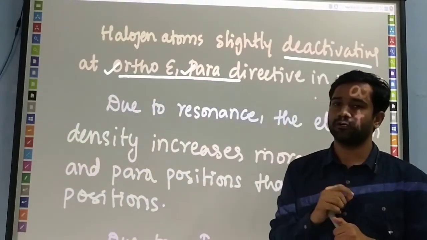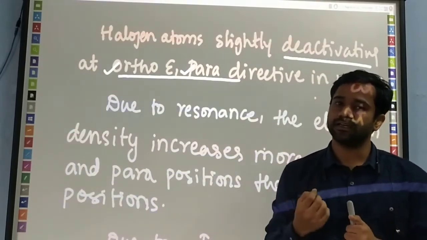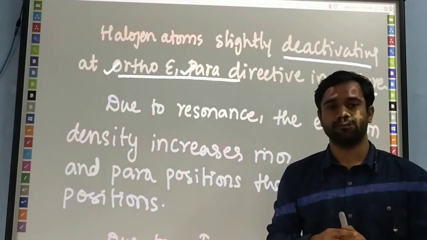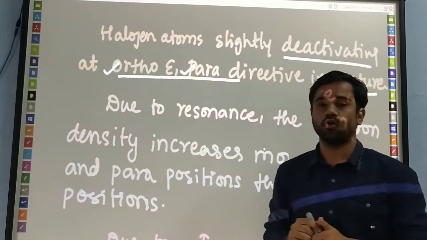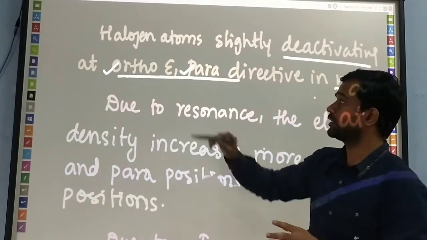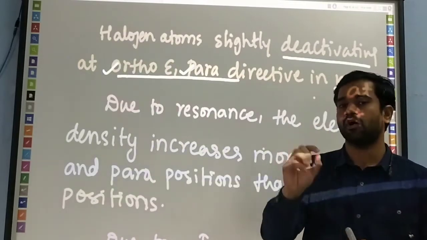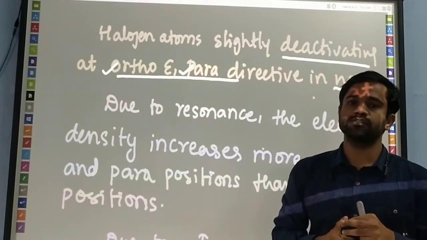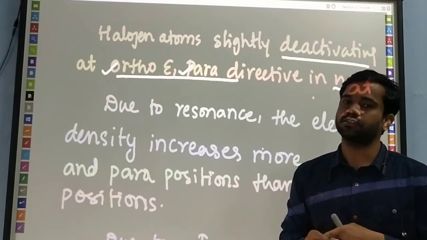Try to remember that in the electrophilic substitution reaction of halogens, major and minor products are formed. The minor product is formed at the ortho position, and the major product is formed at the para position. Why? Because the halogen slightly deactivates the benzene ring at the ortho and para positions. The ortho position gives the minor product, the para position gives the major product. What is the reason for that?